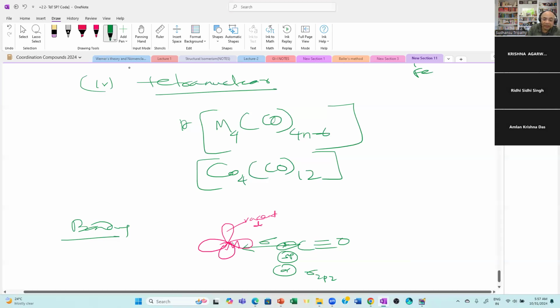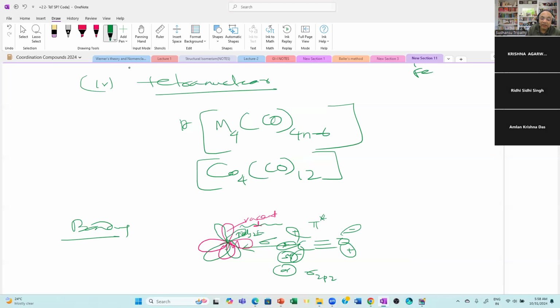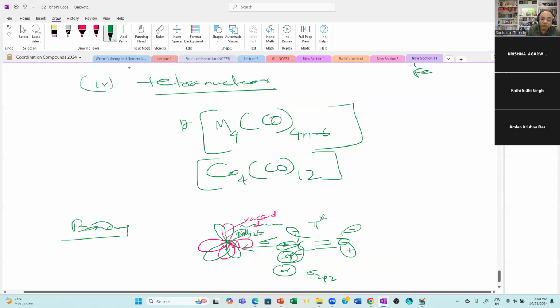Supposing this is 3dyz, this is filled, and this is the antibonding orbital, plus minus minus plus. So this is pi star. So there is a sidewise overlapping between this vacant orbital and the filled one. This is pi. So pi bonding is p pi d pi back bonding.